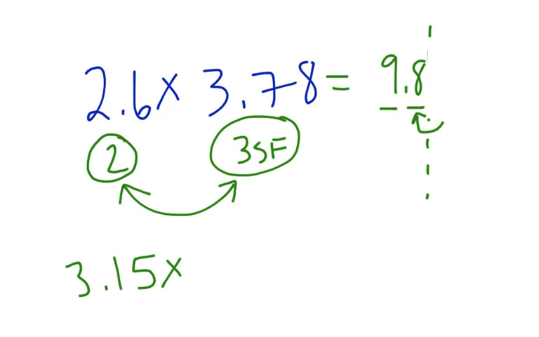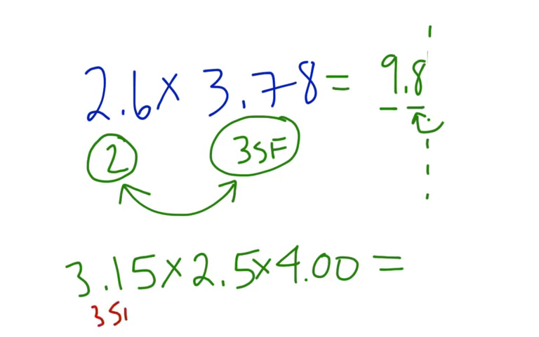3.15 times 2.5 times 4.00. Since this is all multiplication or division, we're going to go ahead and just count the sig figs. 3.15 has 3 sig figs, 2.5 has 2 sig figs, and 4.00 has 3 sig figs as well.